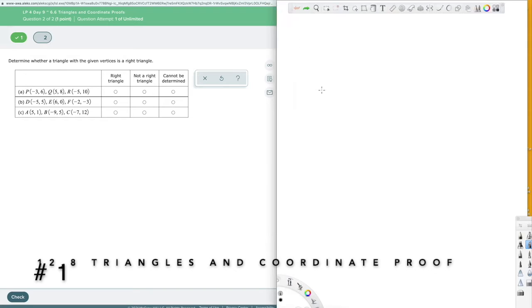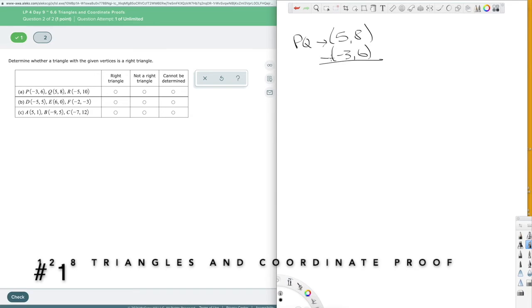For this one, I have PQ, and I want to know what the slope is. So I'm going to do rise over run. I'll show you the way I do this in class. I go like this, 5 over 8, and then -3 over 6, like this. I've actually just stacked them.